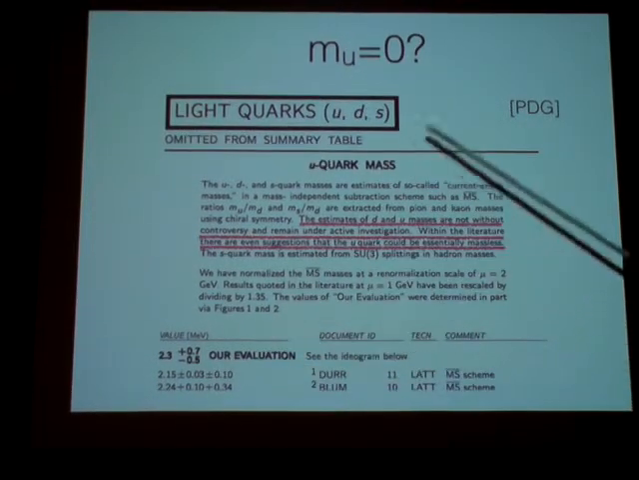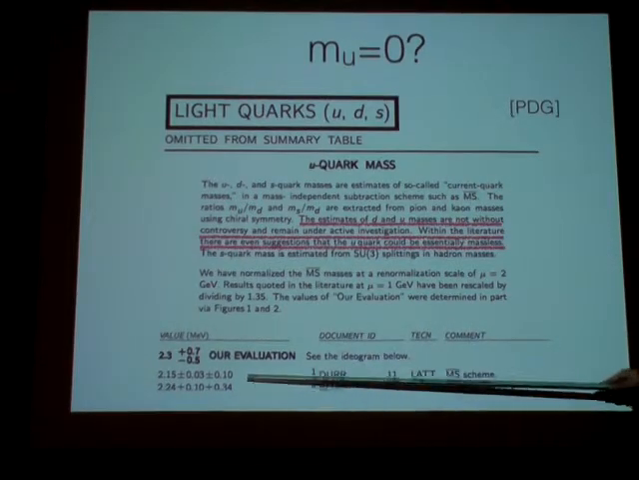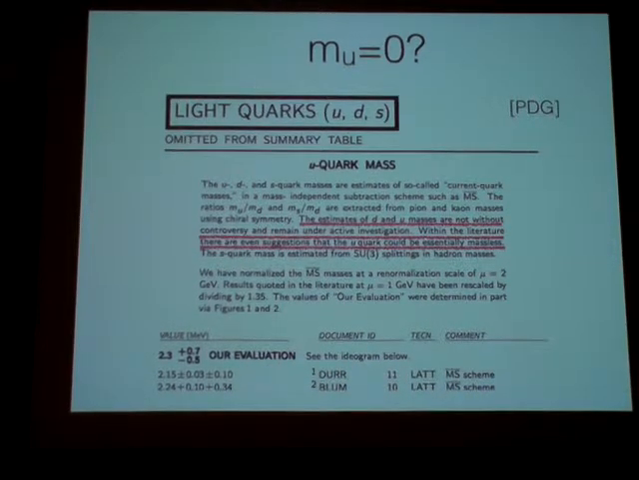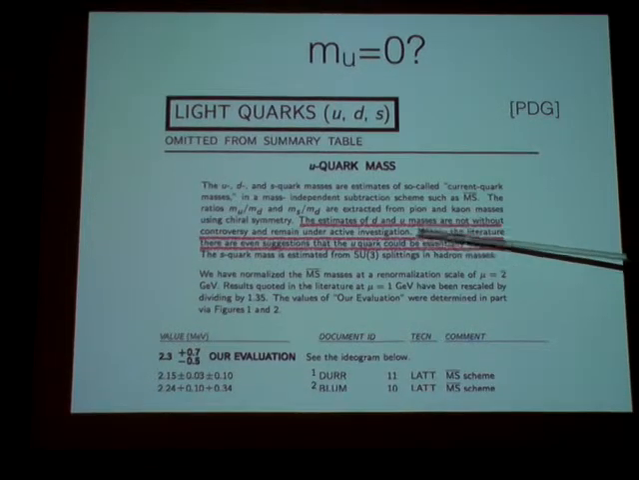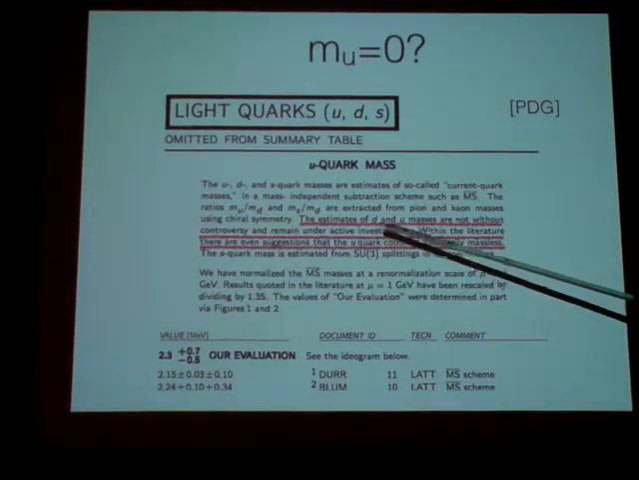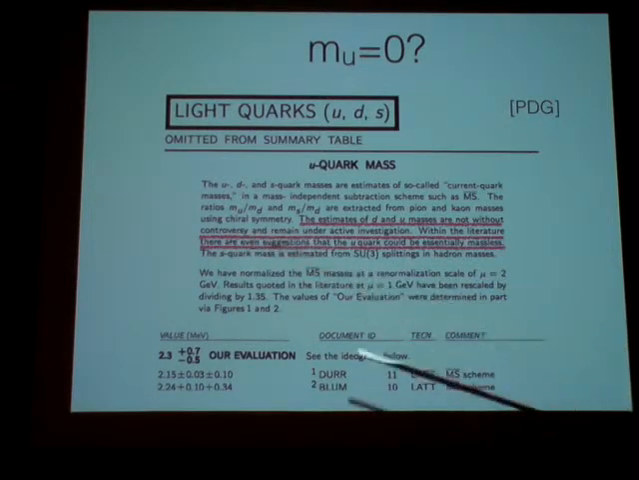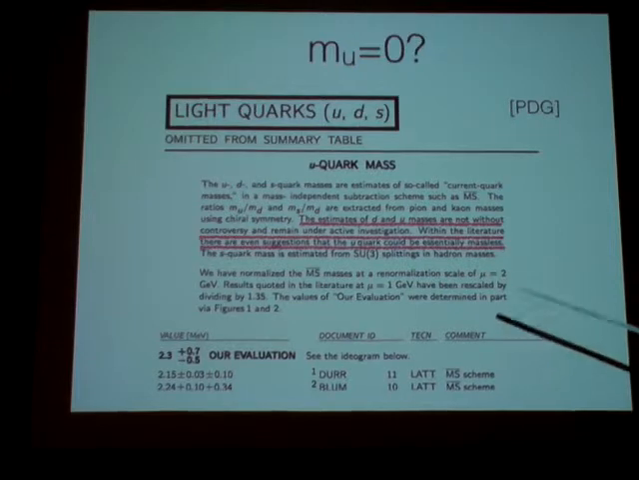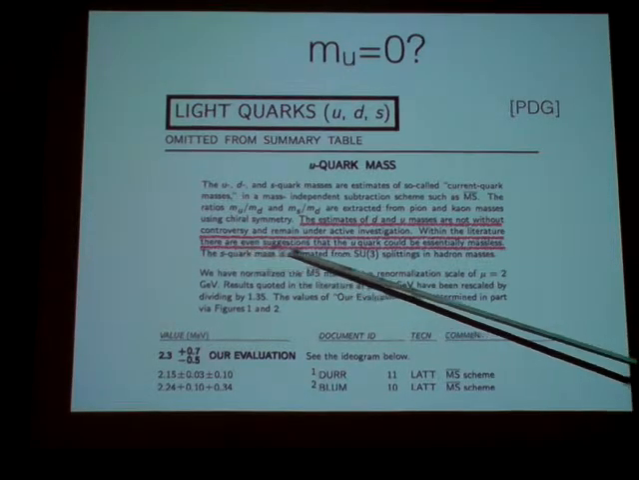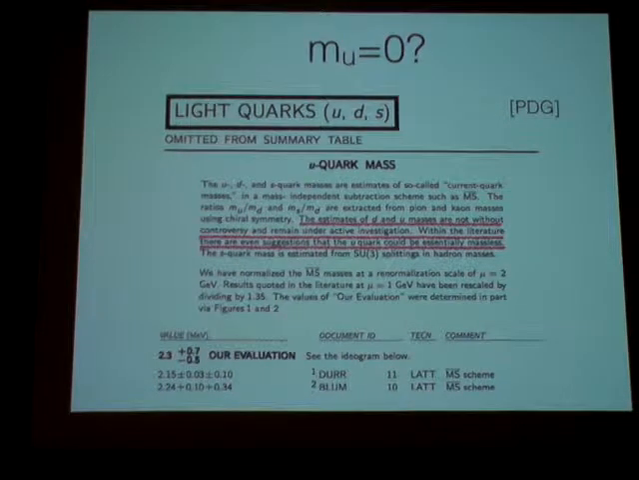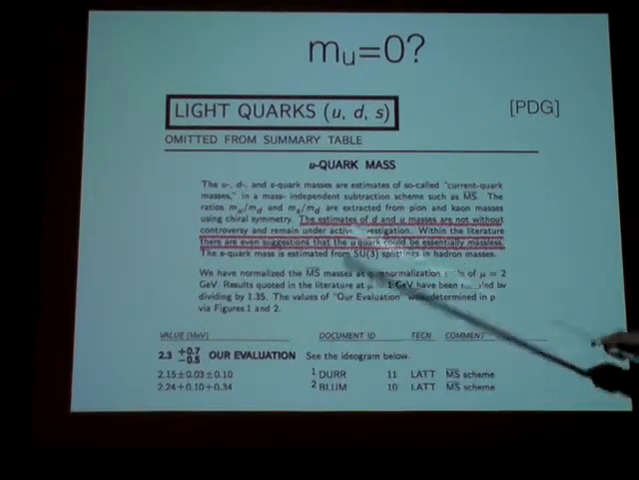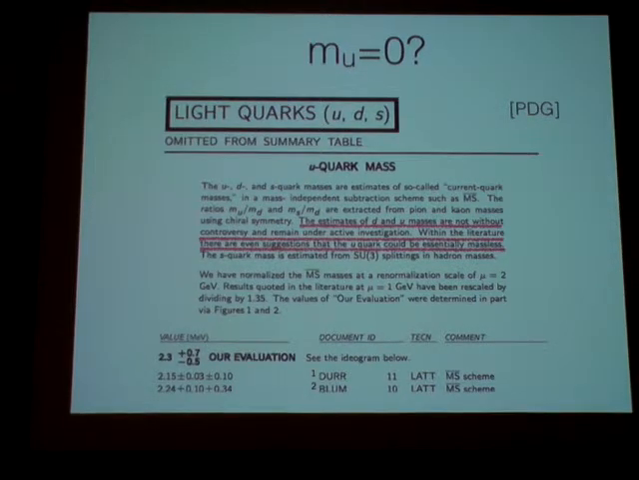And so this really says the PDG group is so conservative about this up quark mass. And why this is conservative is actually written here. The estimates of d and u masses are not without controversy and remain under active investigation. Within the literature, there are even suggestions that the u quark could be essentially massless. So, you know, we are confused. We don't know what the theoretical situation is, but somehow they need to quote a number, so that's why I think they put a large uncertainty. But anyway, this is a confusion about the up quark.